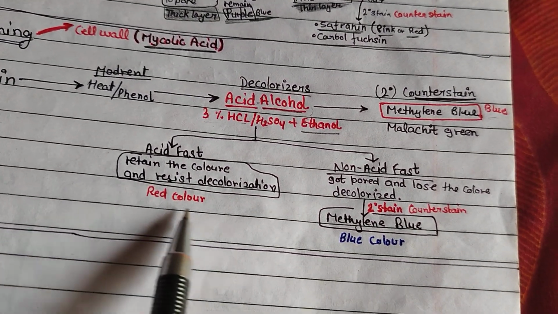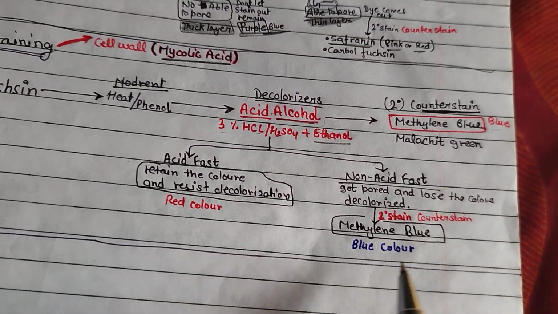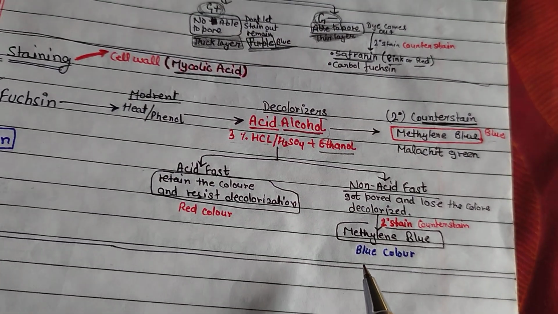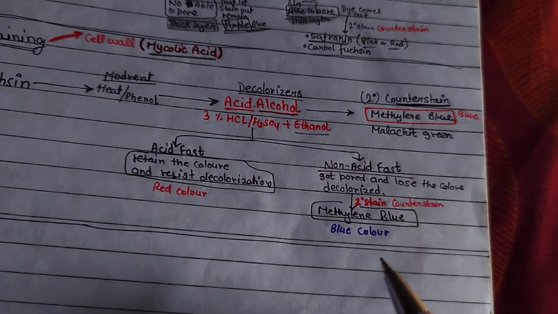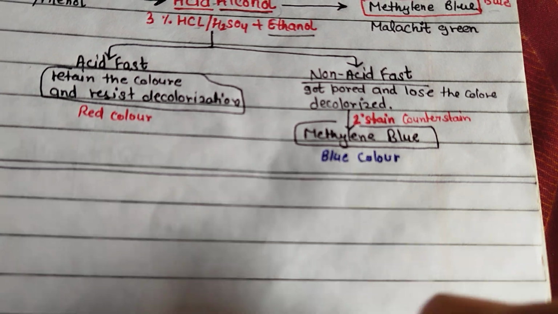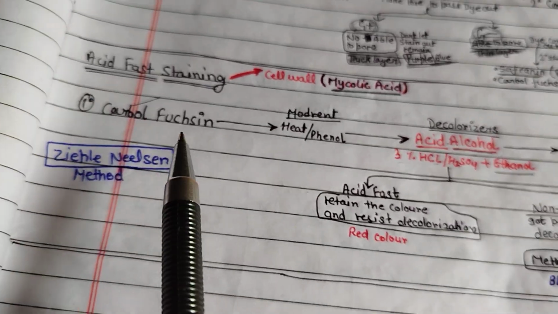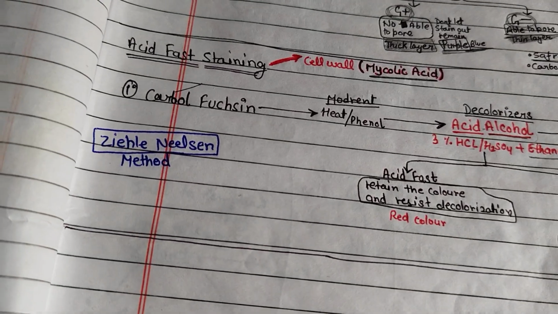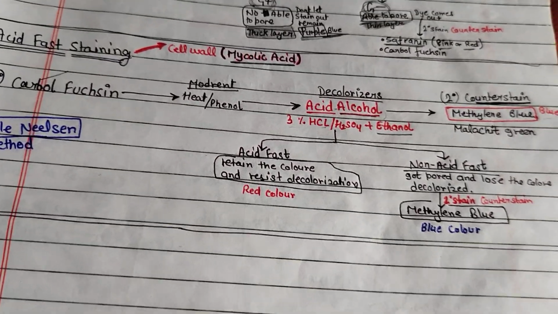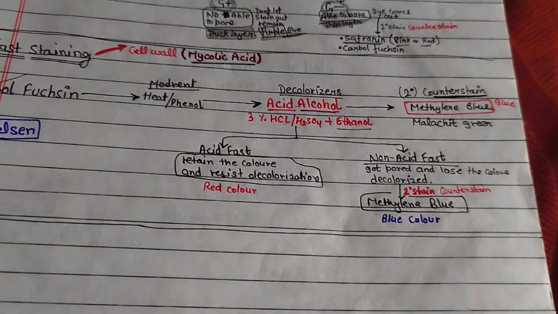So acid fast will be in red color because it contains carbolfuchsin, which is red in color, and it releases the carbolfuchsin and retains the secondary stain color, which is methylene blue. Hope you got it. And acid fast staining is also known as the Ziehl-Neelsen method, which is based on the scientists' names. This is how it is used. It differentiates whether the bacteria cell wall is made up of mycolic acid or not, right?